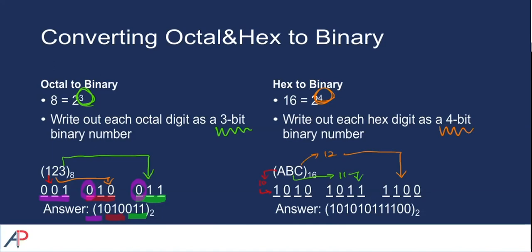So by concatenating these 3 now binary numbers together, here is 1100. Then we have 1011, and 1010. So you just concatenate them, squish it all together.